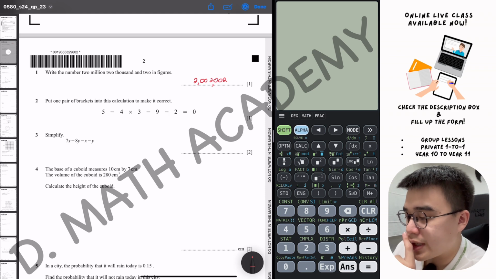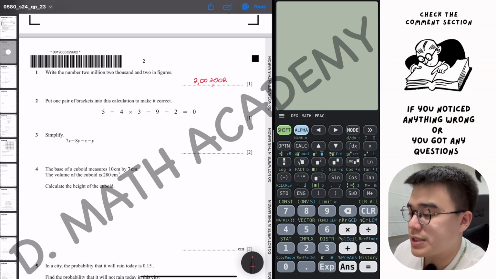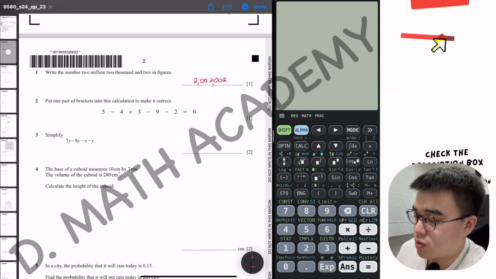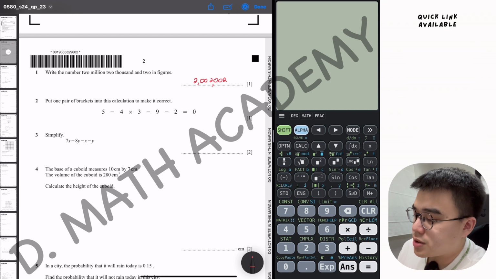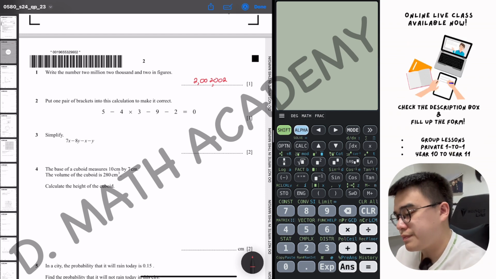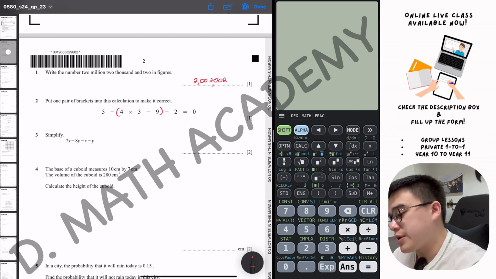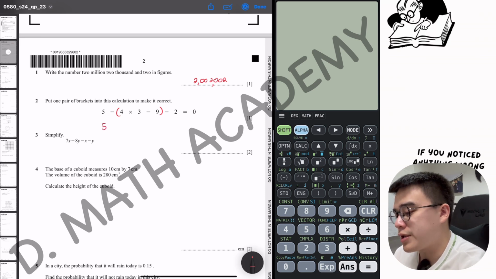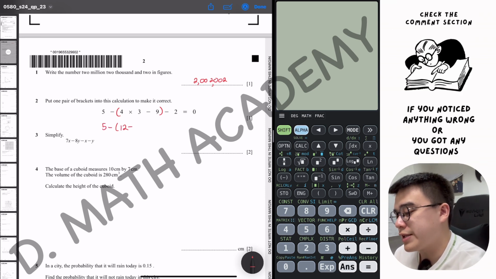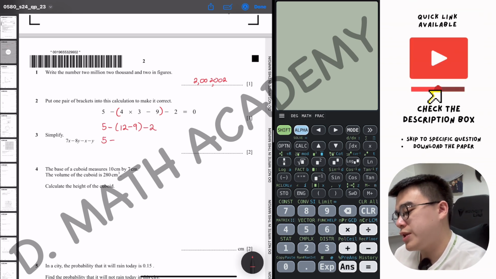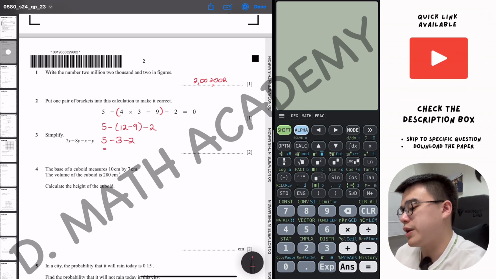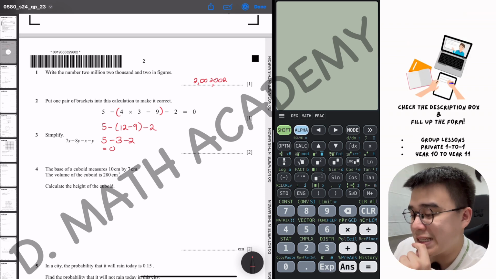And for the next part, they want us to put a pair of brackets into it to make this calculation possible. So the brackets that I would like to set is actually here. Because according to BODMAS, you're supposed to end up with 12 minus 9 first. 12 minus 9 turns out to be 3, so minus 3 minus 2, you will get 0 immediately.